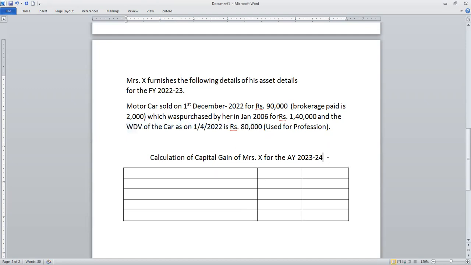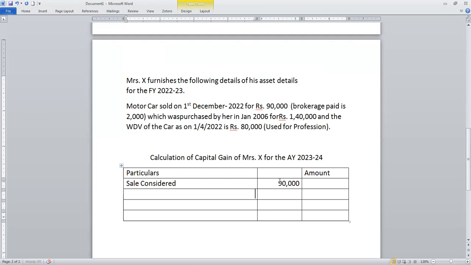Okay, so I am ready with the table. First here we are going to write particulars, then amount. I am having one inner column so that if any correction is there, we can write in the inner column only. So what is the first item? First item we write is sale consideration, received or receivable, whatever it is. I am writing this amount in the inner column only. What is the sale consideration? On December 22, she has sold the car for rupees 90,000.